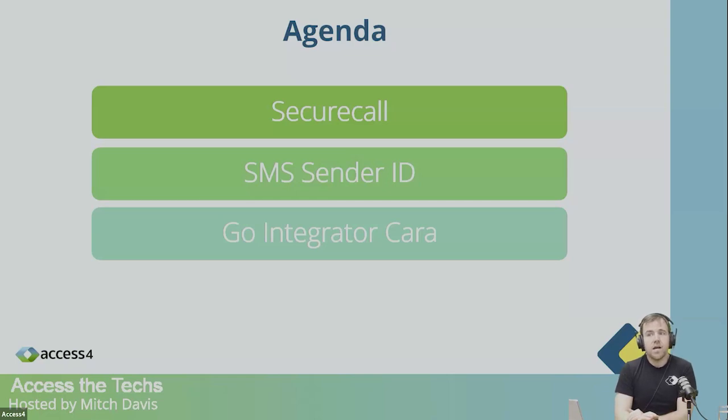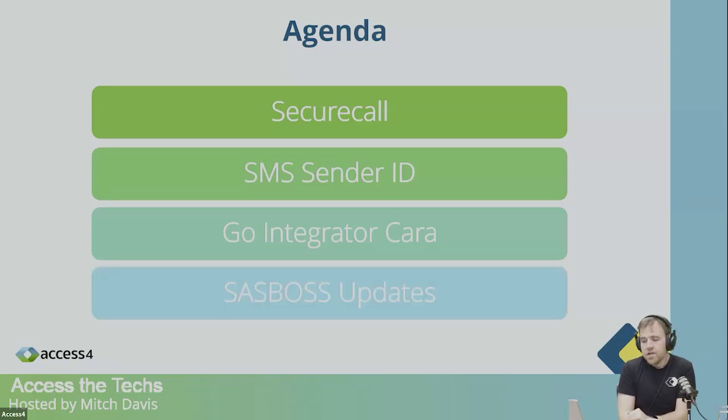Also talking about some feature sets to Go Integrator Kara that people may not be aware about. So what that looks like, how that can work and provide some additional functionality to yourself and your customers. And then finally, some updates to SaaSboss. So what that looks like, a few changes coming and things along those lines. So talking with our SaaSboss 2.0 updates from our side of things.